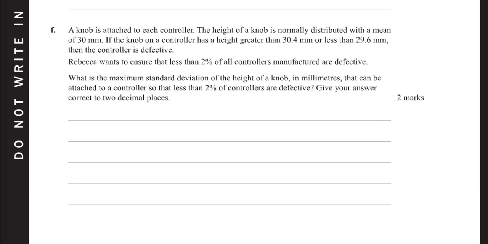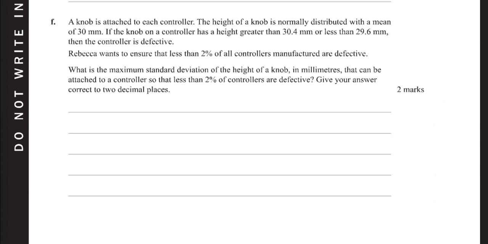Part F, the knobs attached to each controller and the height of each knob is normally distributed with a mean of 30 millimeters. And if the height of a knob is greater than 30.4 or less than 29.6, the controller is defective. Rebecca wants to ensure that less than 2% are defective. What's the maximum standard deviation? That's what they want us to find.